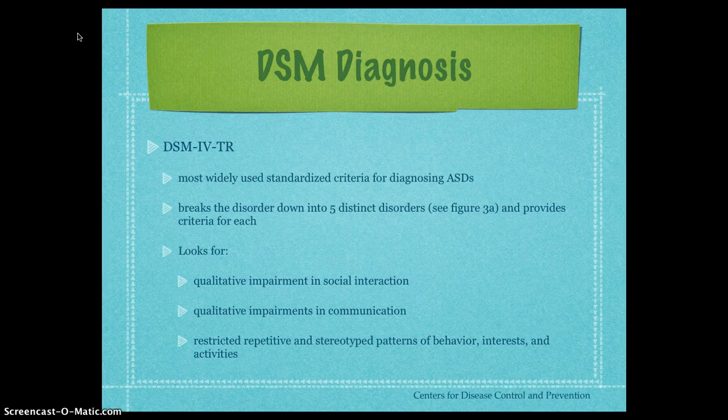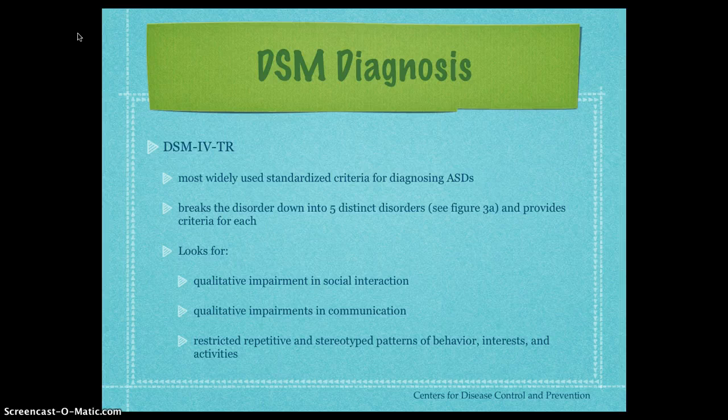Now, we're going to talk about two different tools today, the DSM-4 and the DSM-5. The reason we're going to discuss both of them briefly is the manual that has been used for several years now is the DSM-4. In May of 2013, a new manual was brought out, the DSM-5, and it did make some changes to the way autism is diagnosed. So I just want you to be aware of both of them and the most recent changes.